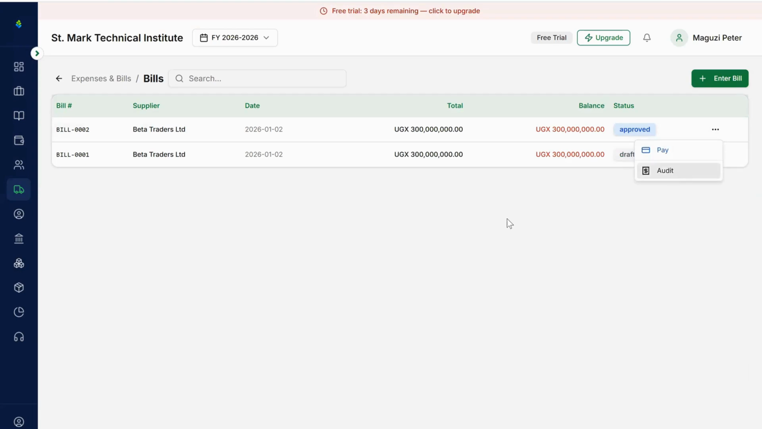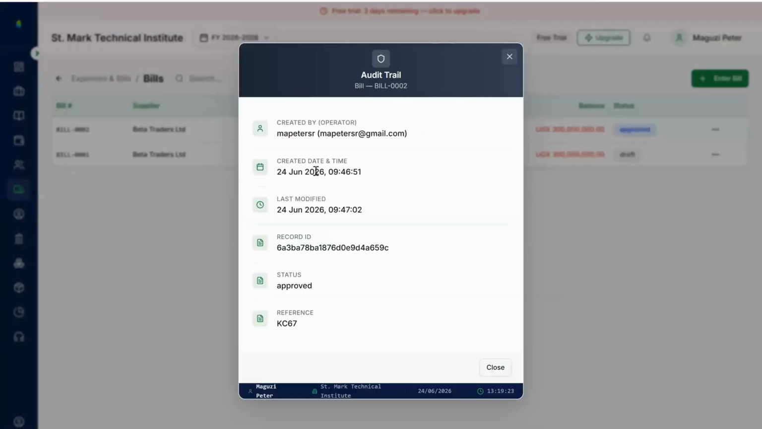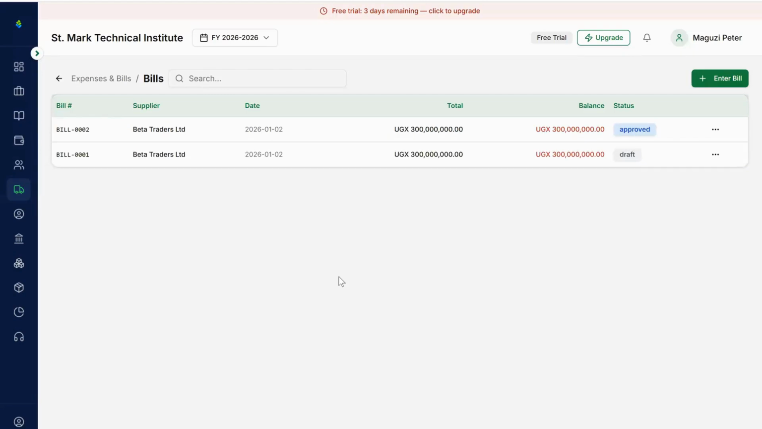You can always look at the trail, the audit trail, who entered this bill, who is the operator, when was it entered, was it modified, what's the record in Books, record ID will also be there. This can always be shared with your administrator if you have any issues with the record. The references are here, approved, and all that. So you can always inspect your transactions as they happen.